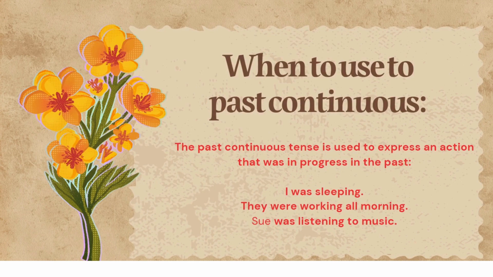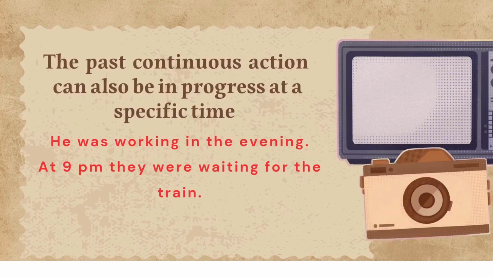When to use the past continuous? It is used to express an action that was in progress in the past. For instance, we may say, I was sleeping, they were working all morning, or she was listening to music.